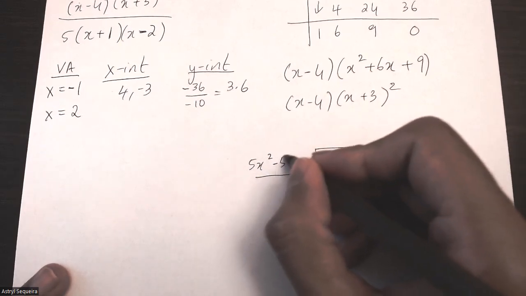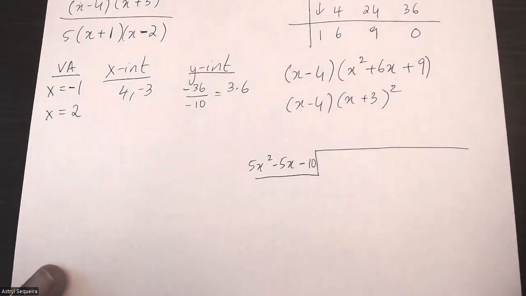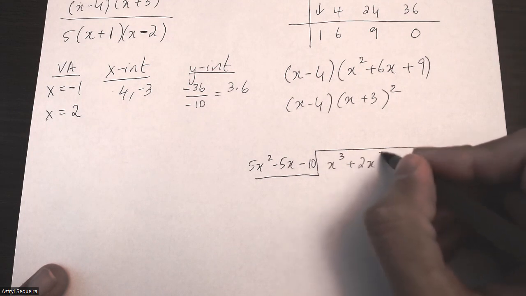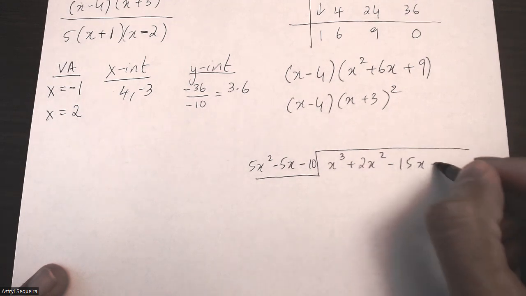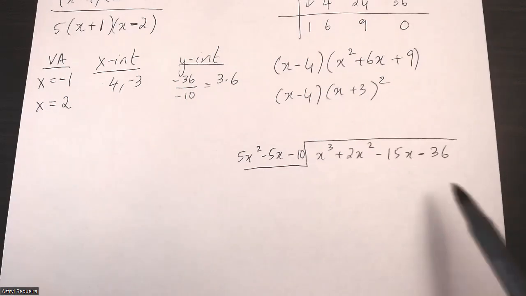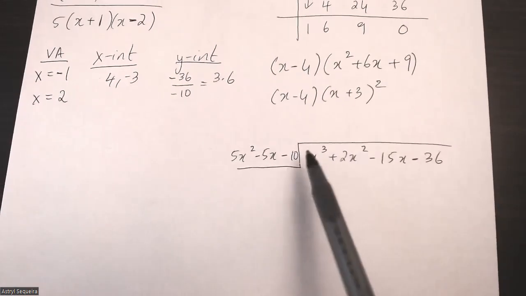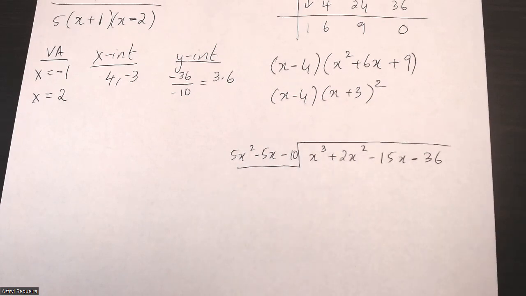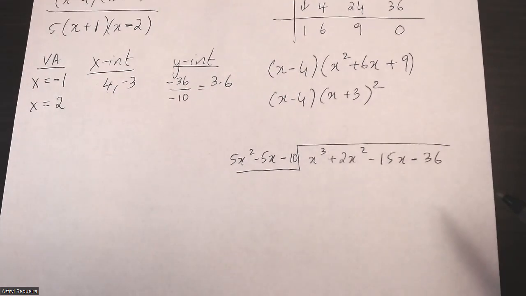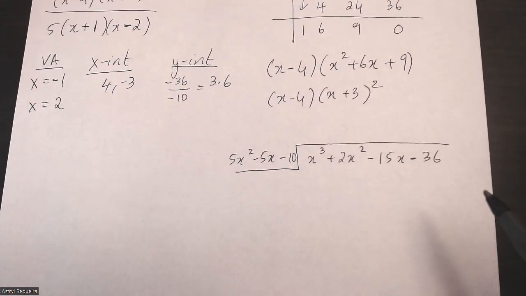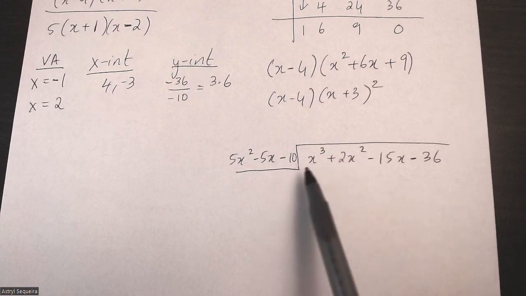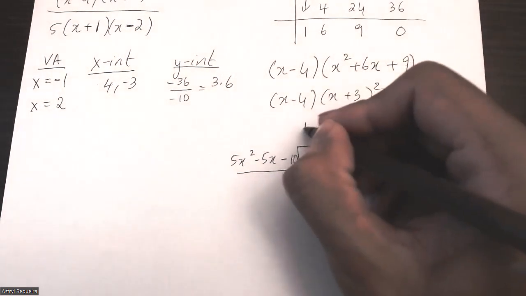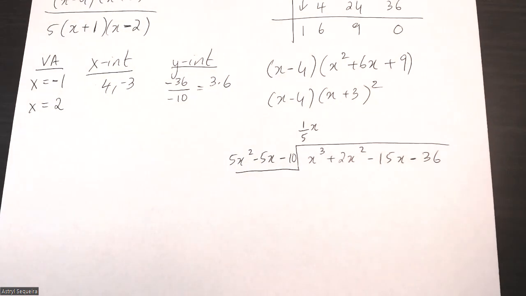5x squared minus 5x minus 10. And here I have x cubed plus 2x squared minus 15x minus 36. Now, there are multiple ways to do this long division. It's a tough one. Some people choose to remove the 5 and just do the long division and then divide by 5 in the end, which could possibly work as well. But I'm just going to do it like this with either fractions or decimals. Doesn't matter which way you want to do it. So x cubed divided by 5x squared is 1 over 5x.